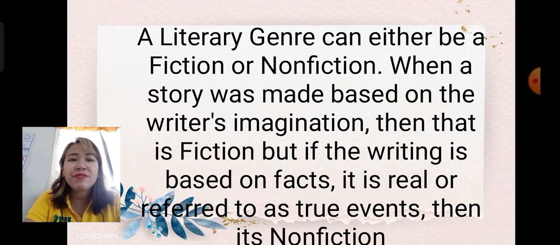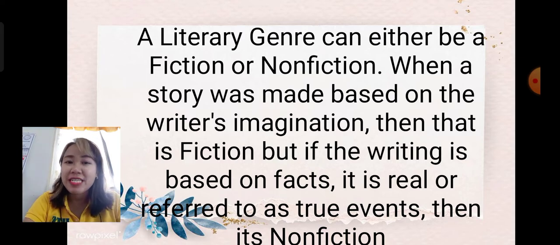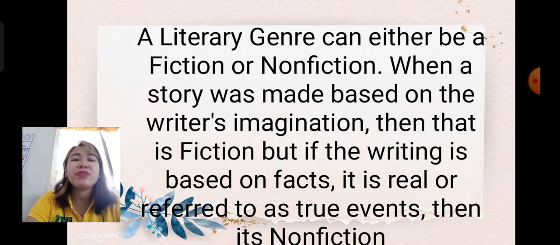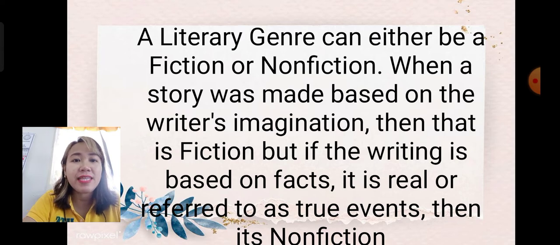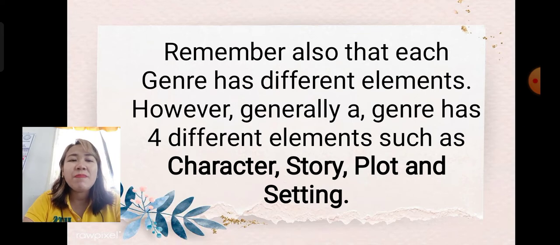So, when a story was made based on the writer's imagination, ito po ay fiction. Okay? Yung mga kathang isip lamang, mga gawa-gawang kwento. So, when we say naman non-fiction, ito yung makatotohanan. Totoong nangyayari po. So, non-fiction po iyon. So, I hope it's clear to everyone on how you will define the story if it is fiction or non-fiction. Okay? So, remember also that each genre has different elements.